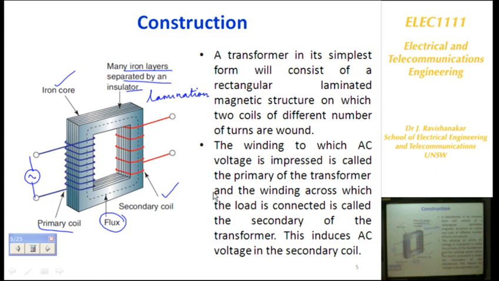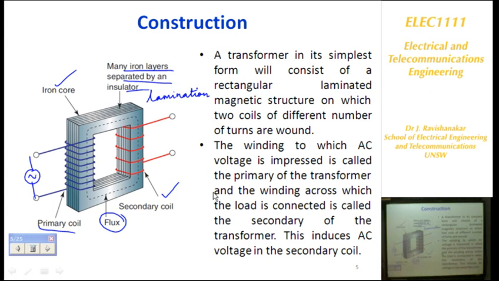And in order to limit this, these currents are called the stray currents. And to limit these stray currents, we generally laminate the core. So by laminating the core, we are increasing the resistance of the core. When the resistance increases, the current through the core decreases, which means the loss in the core will decrease. So that is the purpose of laminating the core.